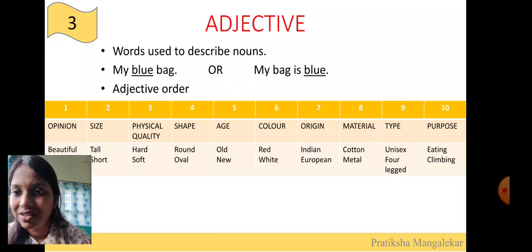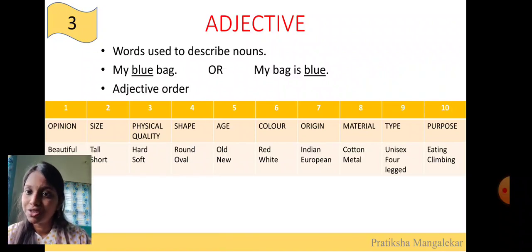Sixth is the color, red, white. Seventh is the origin, Indian, European. Eighth is the material, cotton, metal. Ninth is a type, unisex, four-legged. Last is the purpose, eating, climbing.